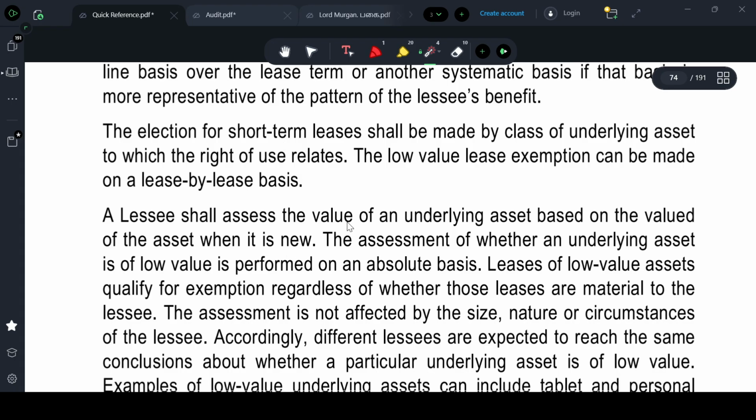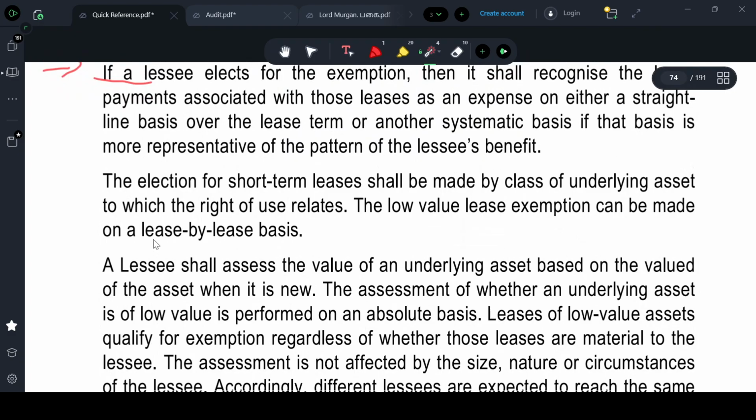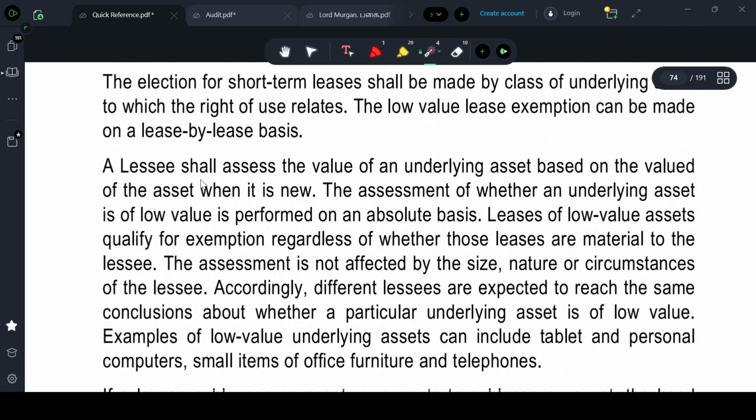The lessee shall assess the value of the underlying asset based on the value of the asset when it is new. So we have an asset. We are getting the asset on a lease. Which value should be considered for the asset? The newest value, that is the fresh value without depreciation, before depreciation.